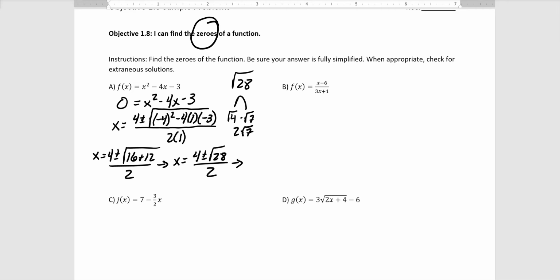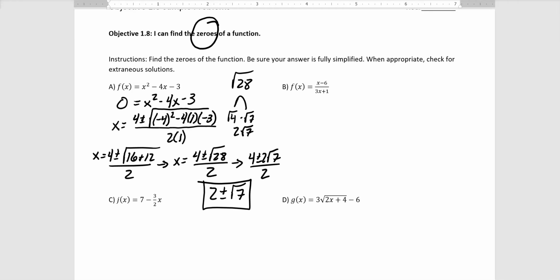So this will become 4 plus or minus 2 root 7 over 2, and then we can divide out the 2 from the 4 and the 2, so we can simplify this further. We get 2 plus or minus the square root of 7 as our zeros. Wow, okay, good one to get started off with.